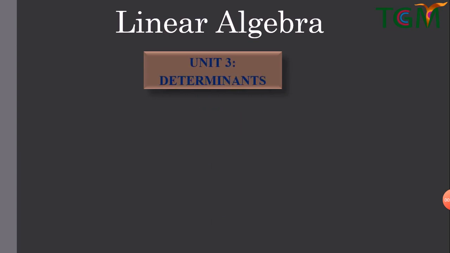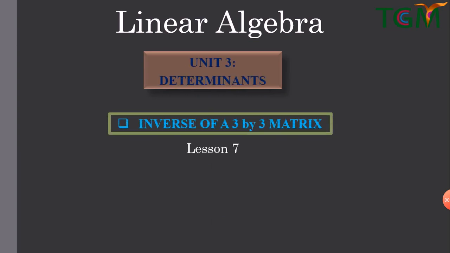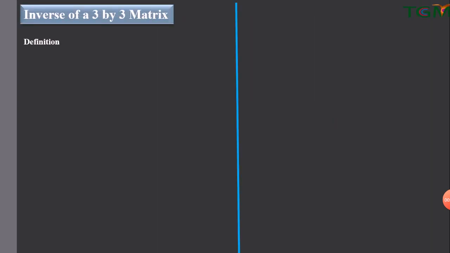In this tutorial we'll look at lesson 7, which is the inverse of a 3x3 matrix. Let's look at the definition. Let A be a non-singular 3x3 matrix. By non-singular we mean matrix A has a determinant, and also has an inverse. Then the inverse of A is equal to 1 over the determinant of A multiplied by the adjoint of A.